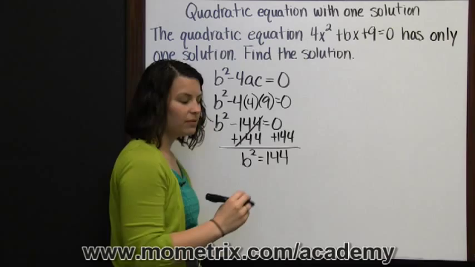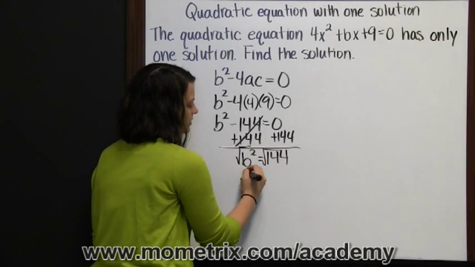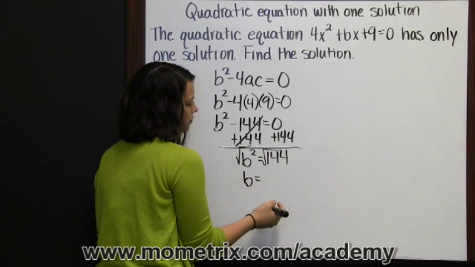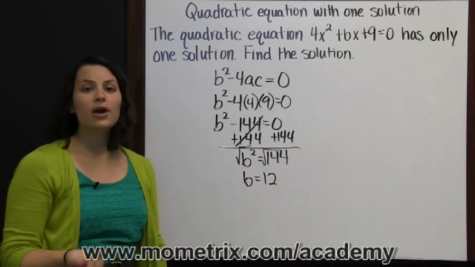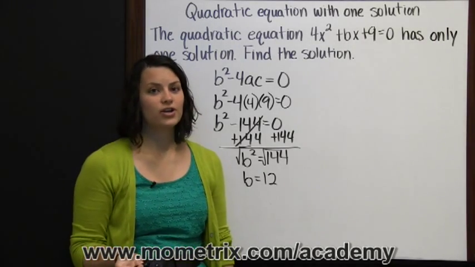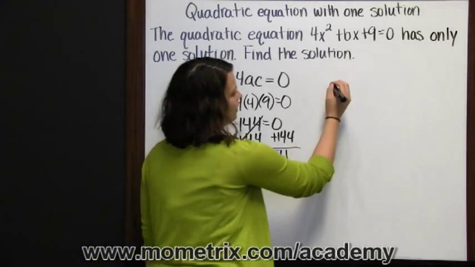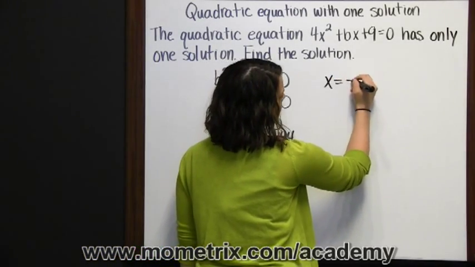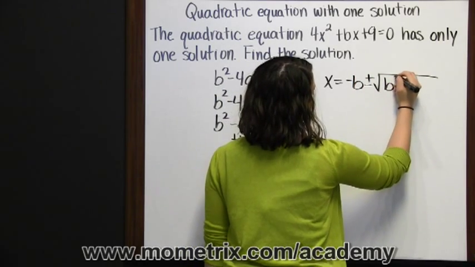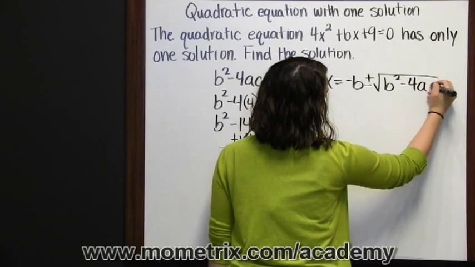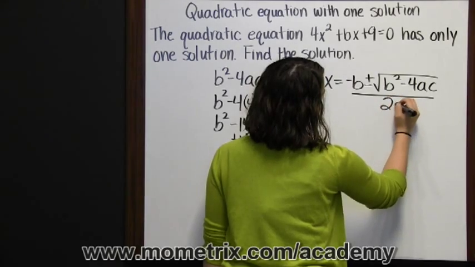So to solve for b, we must square root both sides. The square root of b squared is b, and the square root of 144 is 12. Now that we know what b is, we can use the quadratic formula to find our solution. And that is x equals negative b plus or minus the square root of b squared minus 4ac, that's the discriminant right there, all divided by 2a.